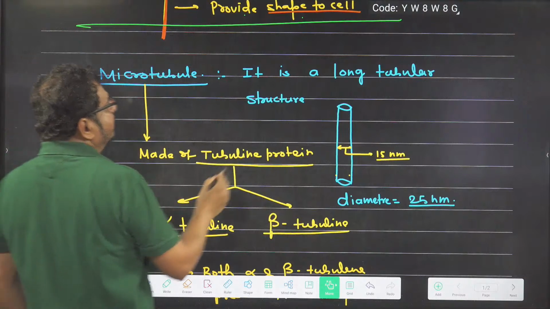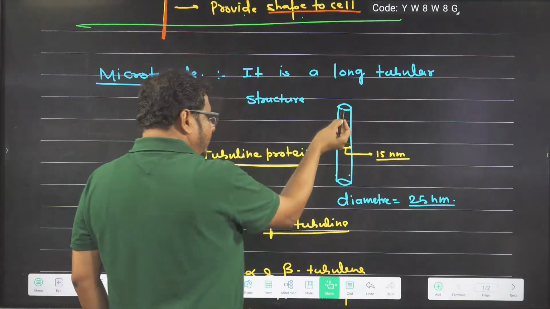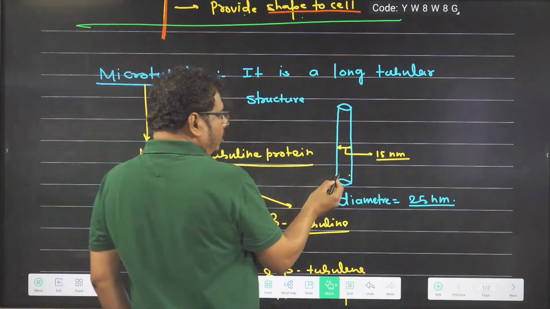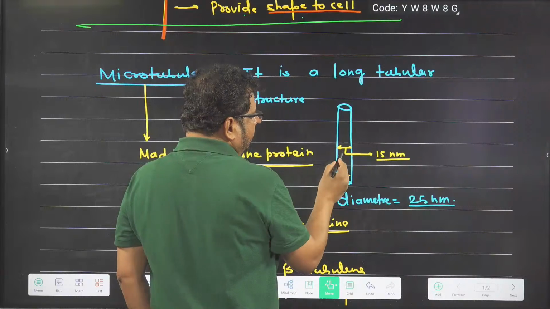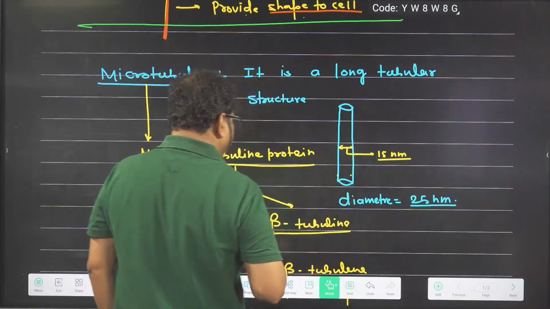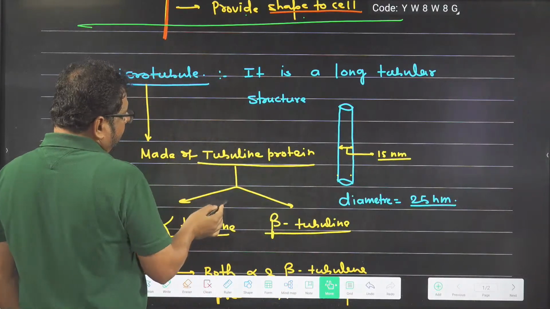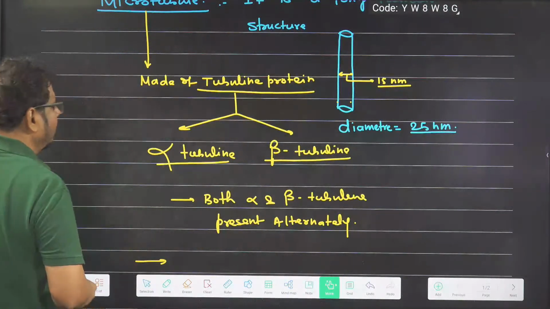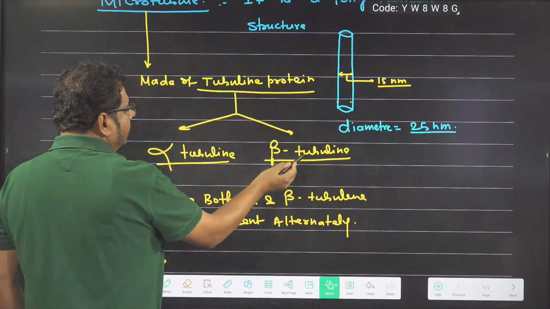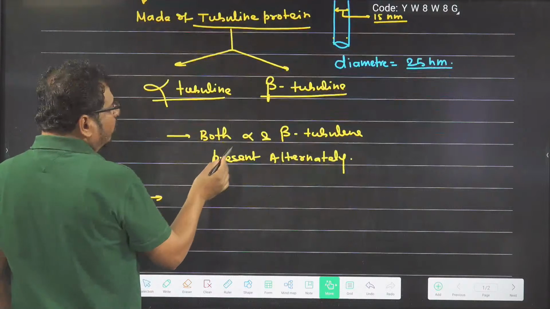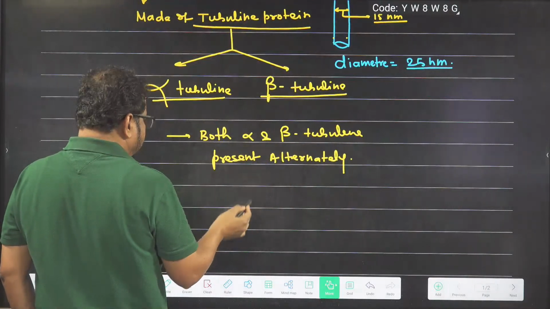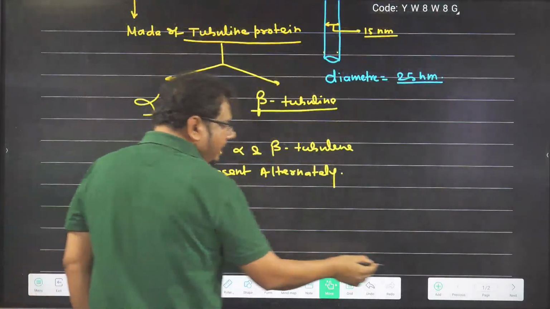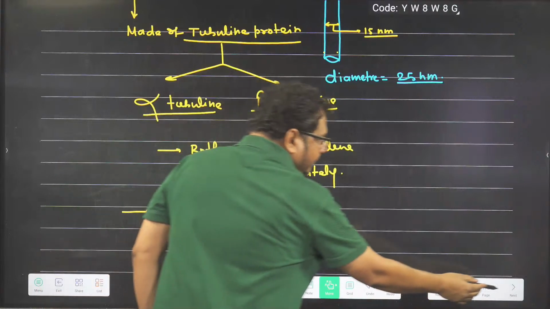Microtubule is a long tube-like structure. It looks like this. Overall diameter is 25 nanometer. The tube's inner diameter is 15 nanometer. These microtubules are made up of tubulin protein. Name of the protein that makes the microtubule: tubulin. There are two types of tubulin protein, alpha and beta. Both alpha and beta tubulin are present alternately. Then I drew the diagram for it. Got the idea? I have drawn a diagram.